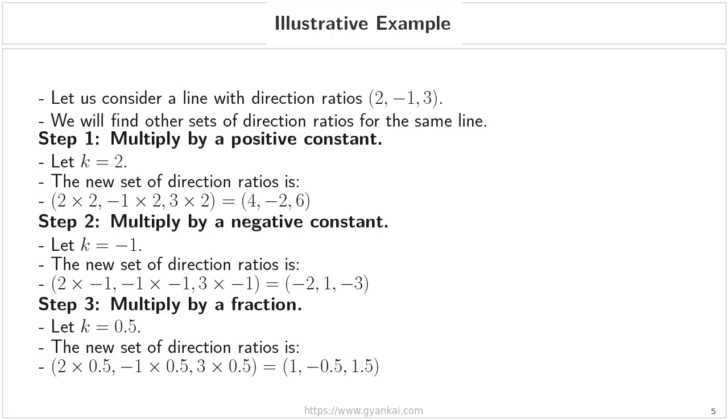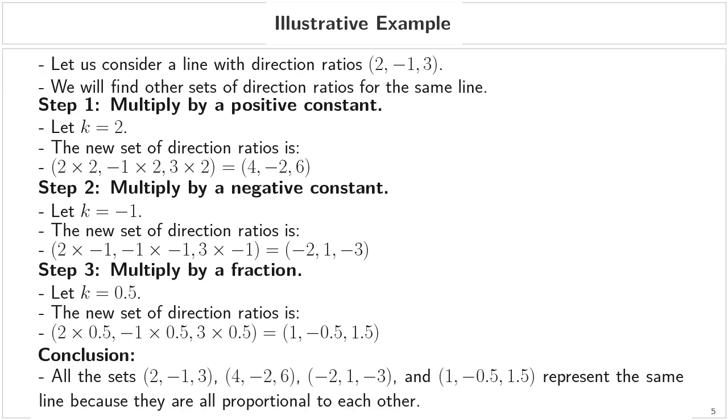Let's set k to 0.5. Multiplying 2, -1, and 3 by 0.5 gives us 1, -0.5, and 1.5. To conclude this example, look at all the sets we've generated. The original 2, -1, and 3, our first set of 4, -2, and 6, our second set of -2, 1, and -3, and our final set of 1, -0.5, and 1.5. Because every single one of these sets is proportional to the others, they all represent the same line. This perfectly illustrates the non-uniqueness property we discussed earlier.